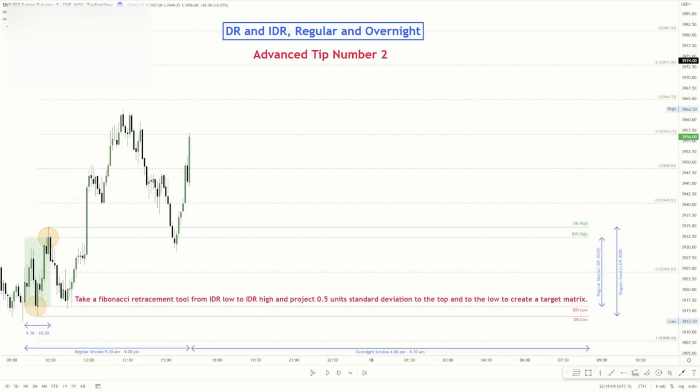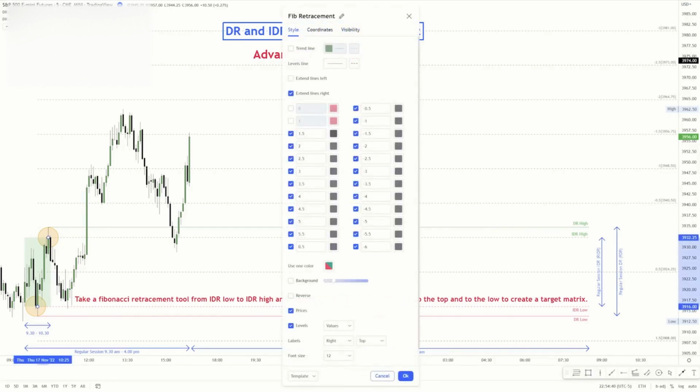Advanced tip number 2. We are taking a Fibonacci retracement from the IDR low to the IDR high with 0.5 step standard deviation to the upside and downside to create a target projection for the trading session. As you can already see, these projections are quite accurate and will help you to define entry points and exits. Here you can see my settings for the IDR projections.